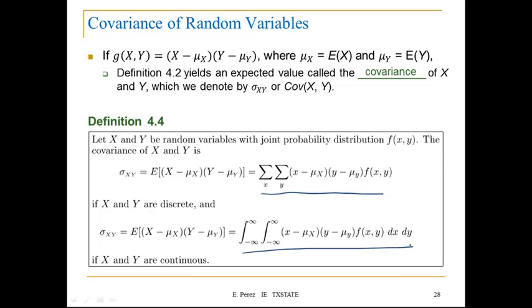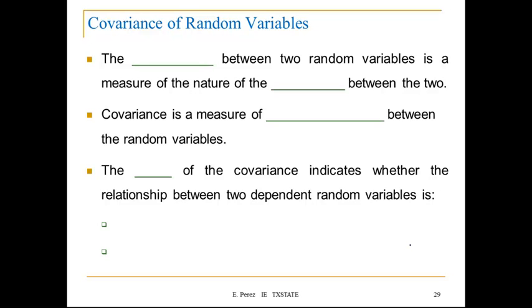Okay. So again, the covariance between two random variables is a measure of the nature of the association between the two. The covariance is a measure of a linear relationship between the two random variables. And the sign of the covariance indicates whether the relationship between the two random variables is positive or negative.